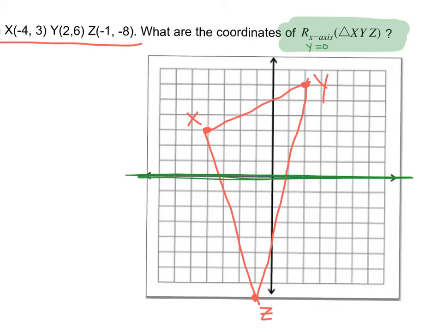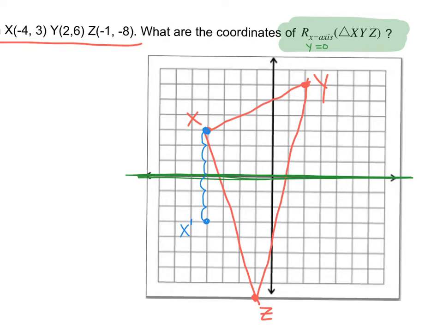So let's start with x. If I am here for x, where do I need to go to find x prime? Down. You need to go down. So right now you're 3 above the line. You need to go 3 below the line. That would be x prime. Okay? Then we want y prime.